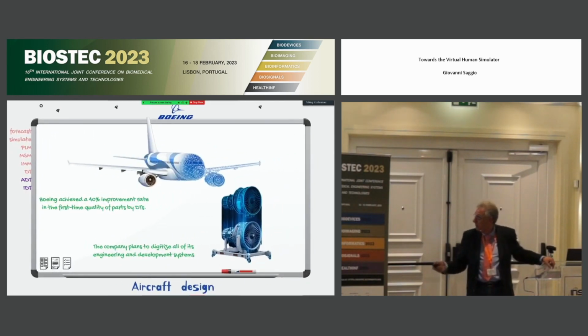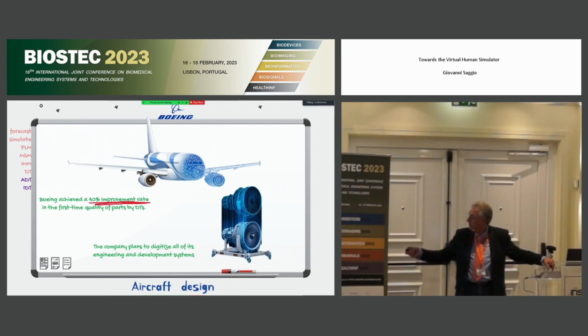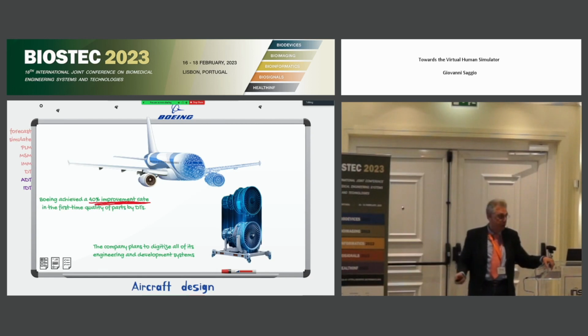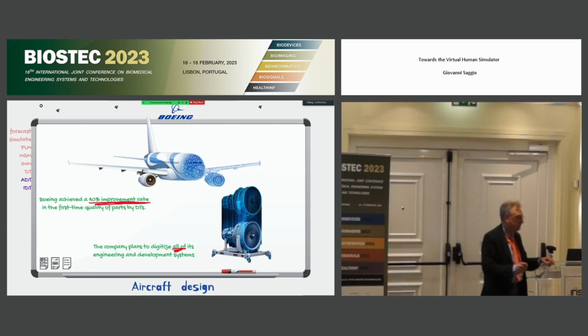Boeing, 14 improvement rate achieved, 40% of increase for the quality, regarding quality of its elements. And you see that the company plans to digitalize all of its engineering and developing systems, all, not one or two, all, okay? And we are talking about Boeing, not exactly a small company.